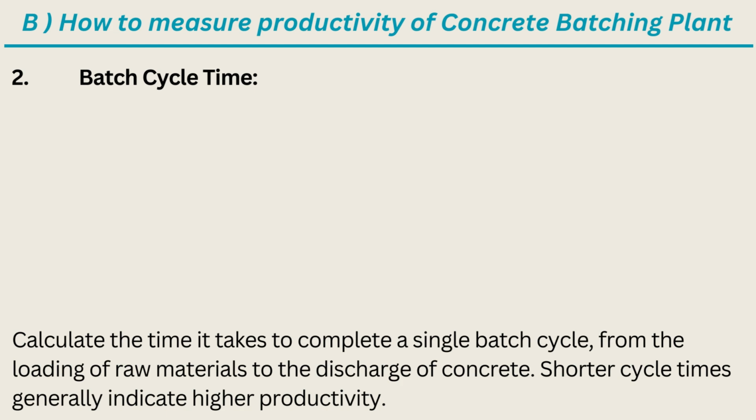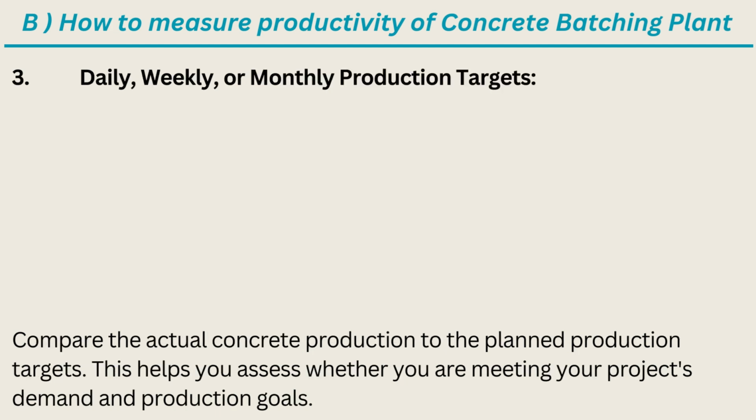2. Batch cycle time. Calculate the time it takes to complete a single batch cycle, from the loading of raw materials to the discharge of concrete. Shorter cycle times generally indicate higher productivity. 3. Daily, weekly, or monthly production targets. Compare the actual concrete production to the planned production targets. This helps you assess whether you are meeting your project's demand and production goals.